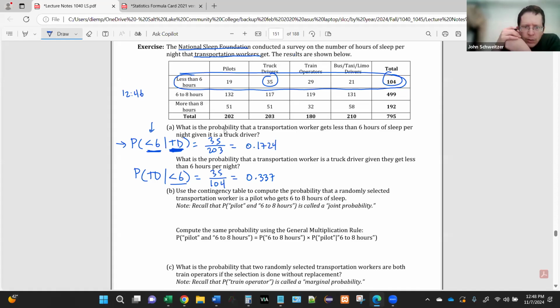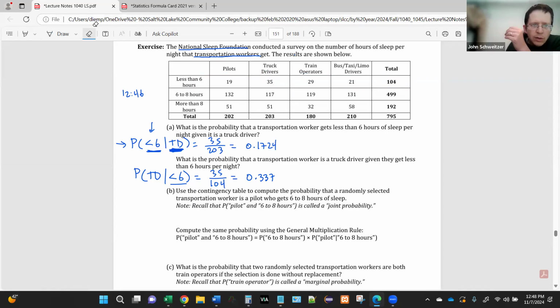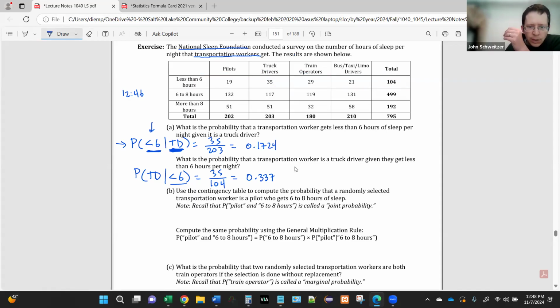Okay, all right. Use the contingency table to compute the probability that a randomly selected transportation worker is a pilot who gets 6 to 8 hours of sleep. We call this a joint probability because two things are happening. It's a pilot who's getting 6 to 8 hours of sleep. So you can use the formula here. It's easier if you don't, though, and just go to counting.